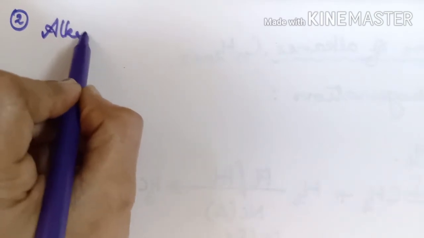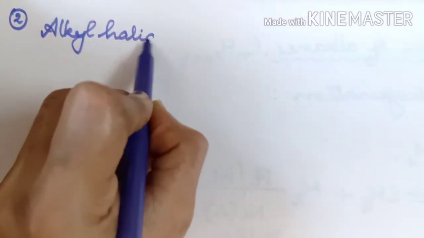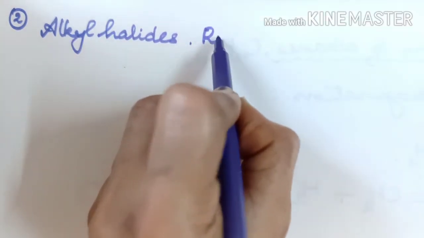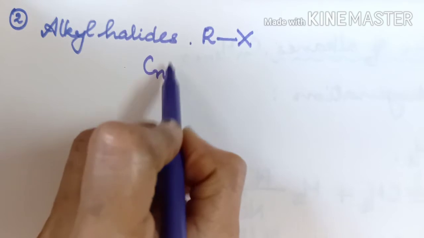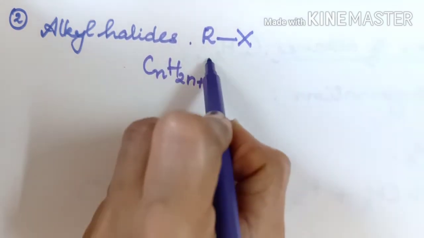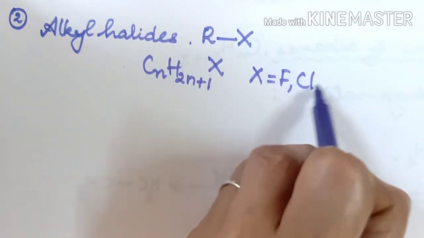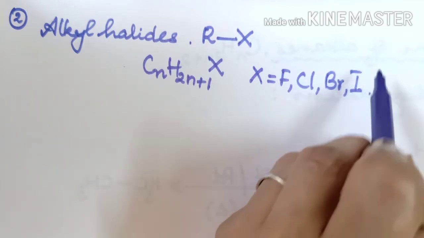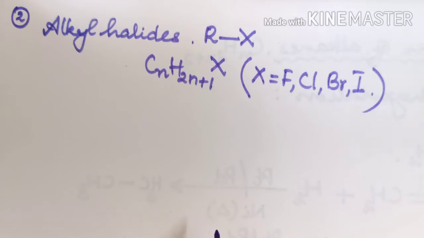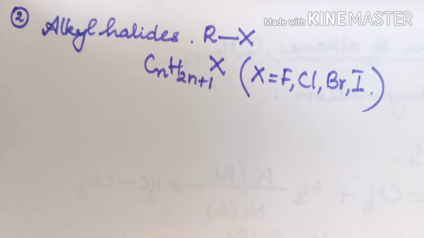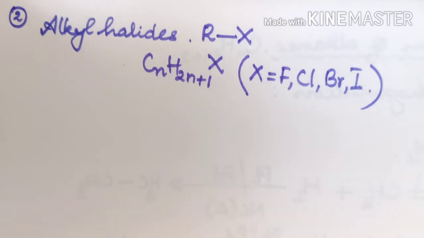The second method of preparation of alkanes is starting from alkyl halides. This is the common name and it has the formula RX, where R stands for CnH2n+1 and X stands for halogens such as fluorine, chlorine, bromine and iodine. But in this reaction, starting from alkyl halide, we better start with chlorine, bromine or iodine. So except for fluorides, this method is suitable.